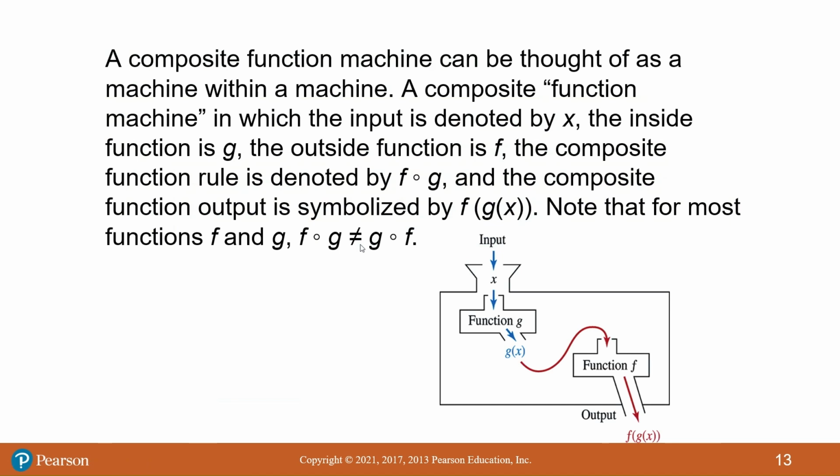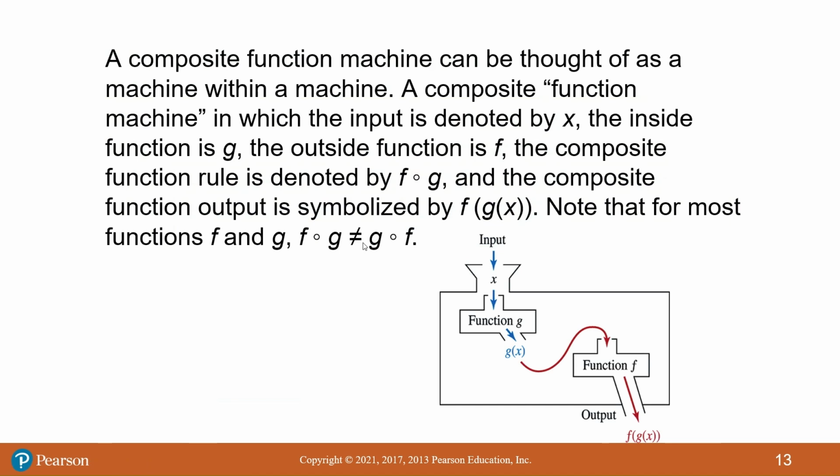Now, let's think about this in practical terms and see if we can understand the mechanics of what's going on here. Now, a composite function machine can be thought of as a machine within a machine. The composite function machine in which the input is denoted by x, the inside function is g, the outside function is f. The composite function rule is denoted by f of g, and the composite function output is symbolized by f of g of x.